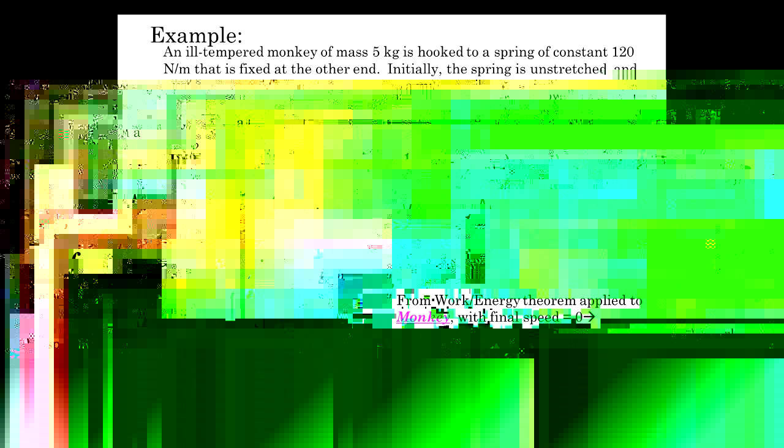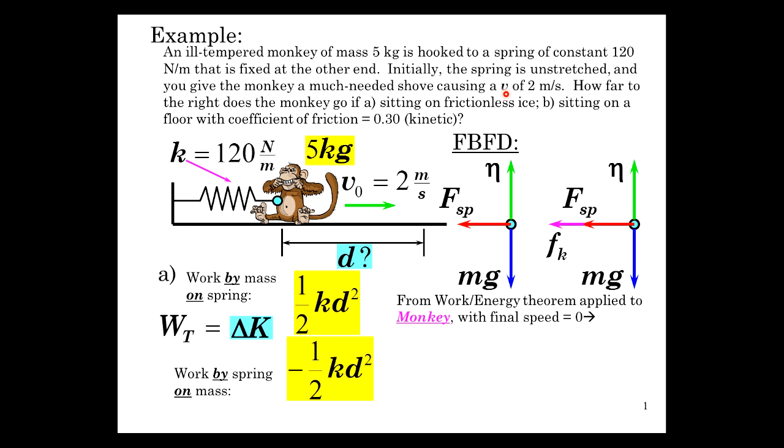So let's apply this to the monkey. Final speed is 0 because he's going to be shoved at 2 meters per second, but then come to rest somewhere, well, here at the end of d. So we have the work done by the spring on the mass, minus 1/2 kd squared. That's the total work, and that's delta K. So delta K is final K, which is 0 because it comes to rest, minus initial kinetic energy. So you see these minuses go away, the halves go away, and we can easily solve for the distance from this. We'll do that on the next slide.